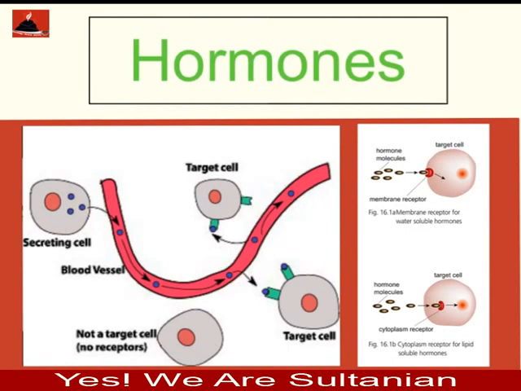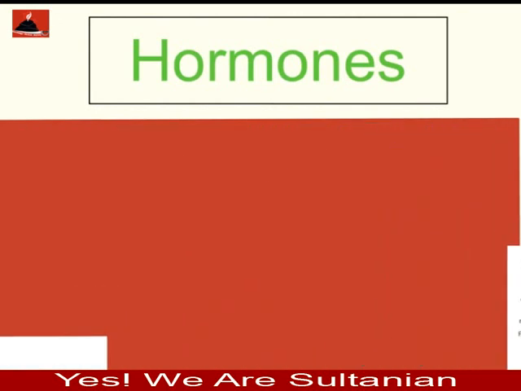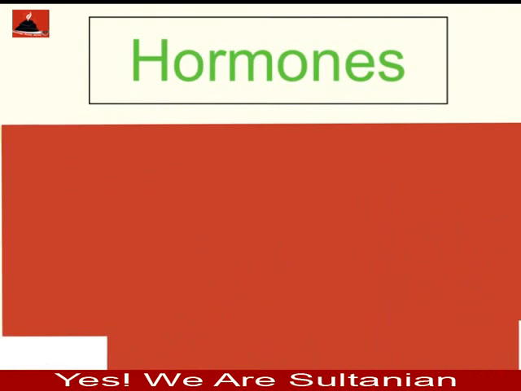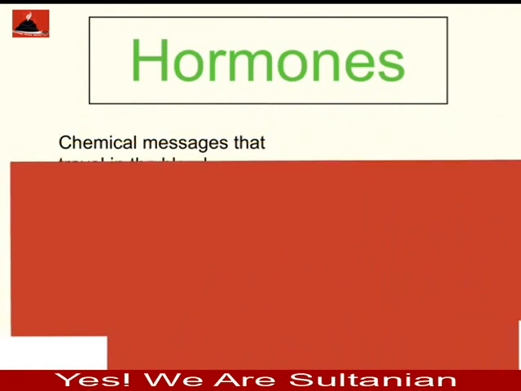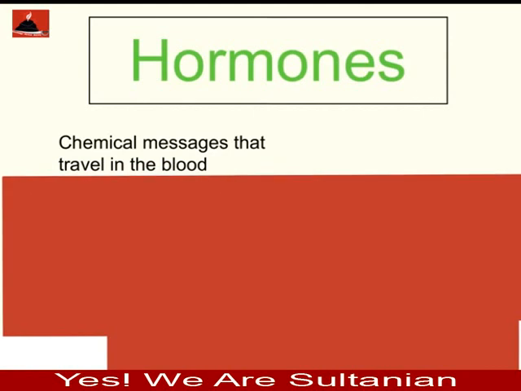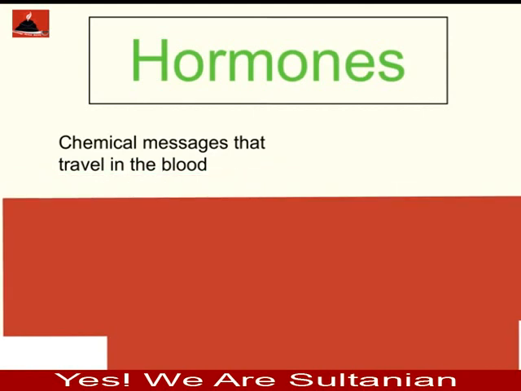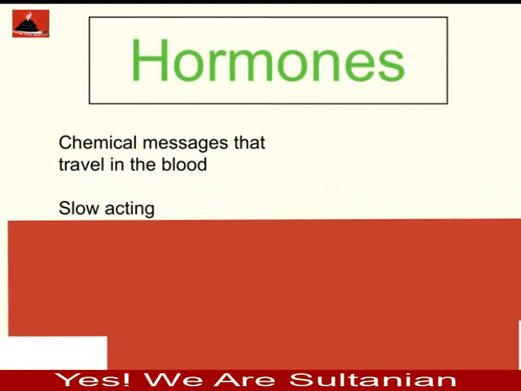Okay, so let's summarise some of the key features about hormones. I'll just move these out the way. So, chemical messages that travel in the blood. That's a definition of a hormone. Because they travel in the blood, they're slow acting because the blood takes a while to make its way around the body.